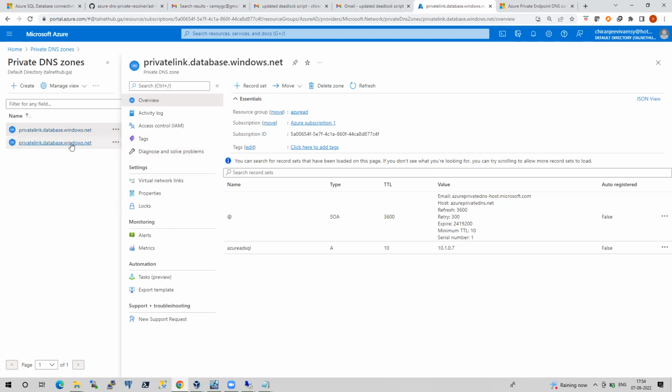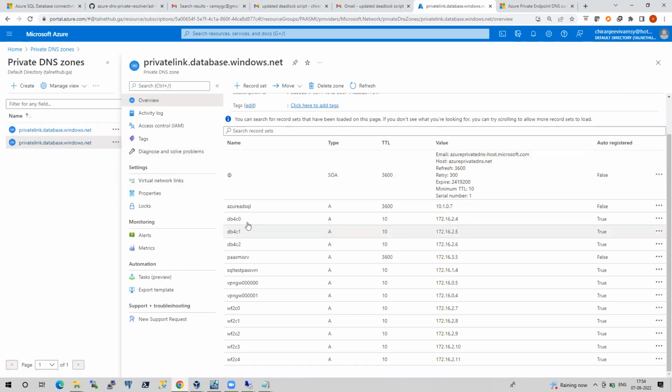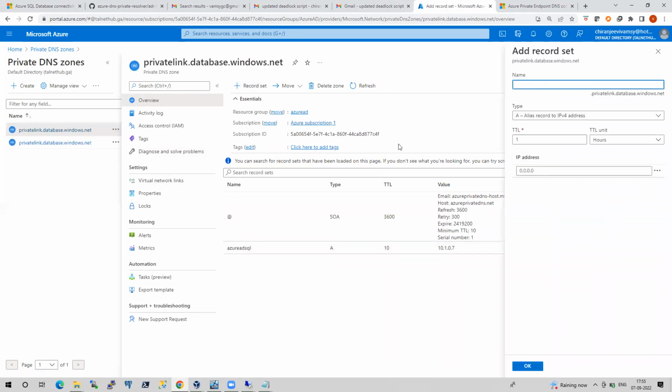I don't have the entry of that IP and associated name. Here, if I go, I added the entry, the Azure AD SQL entry is there. That's why I'm able to resolve from the PAS VNet. But here, if I go to the Azure AD VNet, I have only the entry of Azure AD SQL. I don't have the entry of PAS MI SRV. If I add the entry now, it will work. So I will show you.